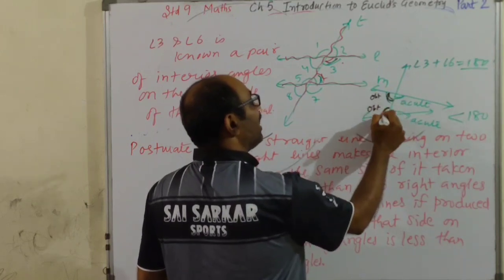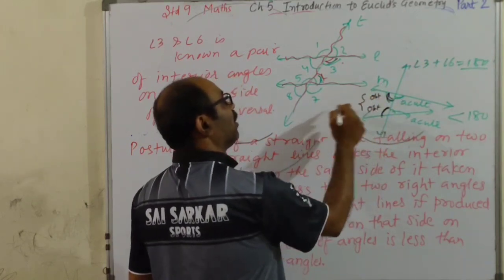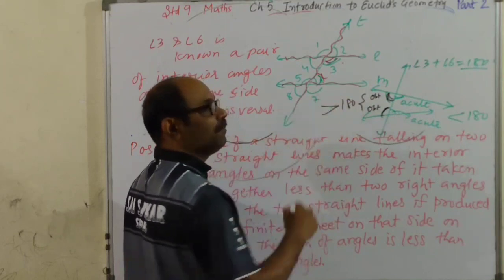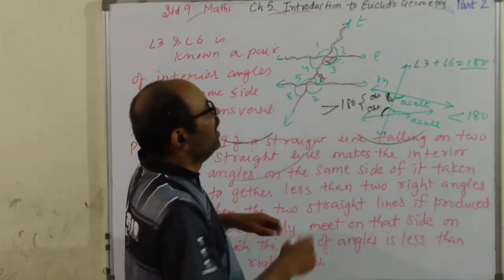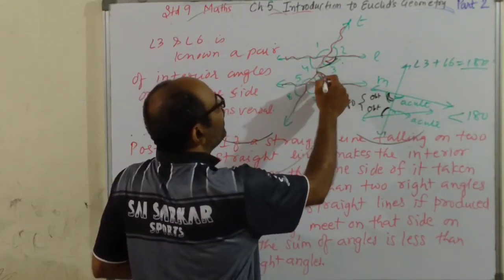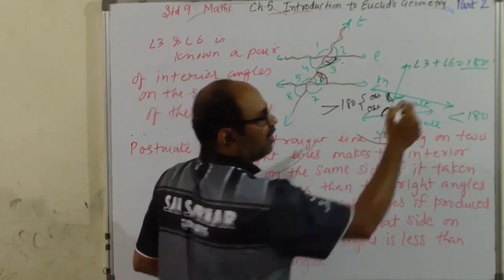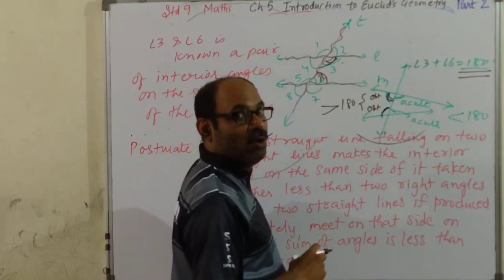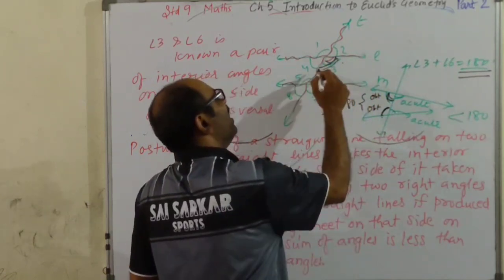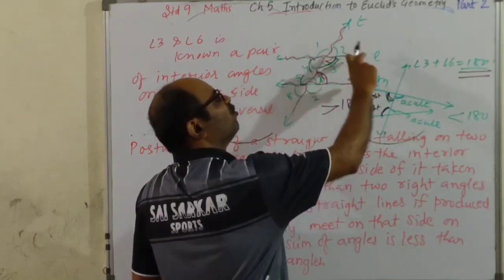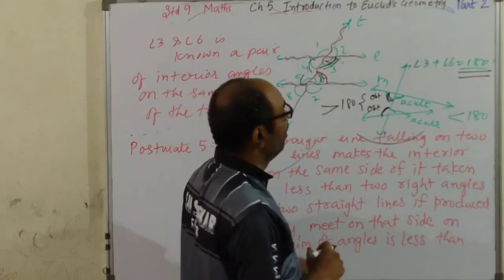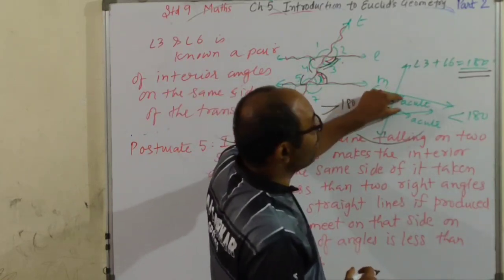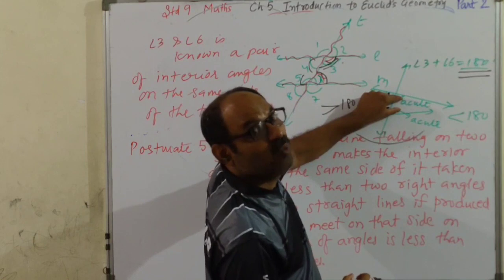So if we total the interior angles on the same side of the transversal, it may be more than 180. Look: if two interior angles on the same side of a transversal are equal to 180, then the two lines will be parallel. So they will be parallel. Here the total measure is less than 180.